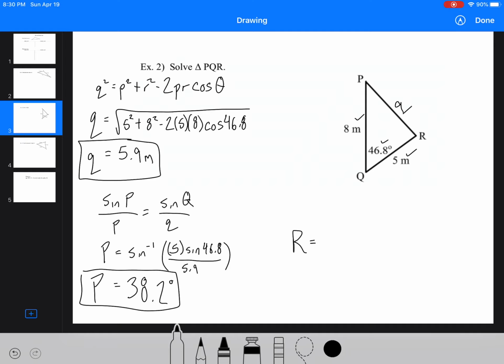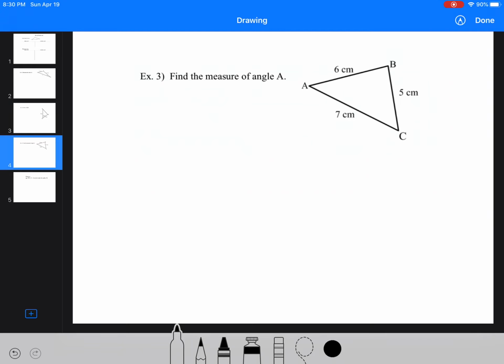And then what's the last thing we need to find here? So that. And then we need to find R. So we've got taking away 180. Taking that away from 180. We're going to get 95 degrees. All right. So we've solved that.